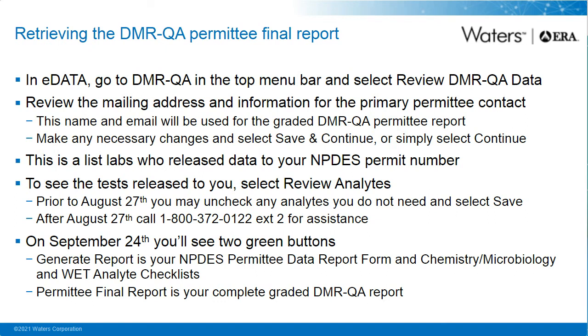You can use the analyte checklists to indicate to your coordinator if any tests are not required. When we release graded reports on September 24th, you'll see two green buttons on this page. One is Generate Report, and that's your NPDES Permittee report form and analyte checklists in case you need new copies. And the Permittee final report is your complete graded DMR-QA report, which also includes that Permittee data report form and the analyte checklists.